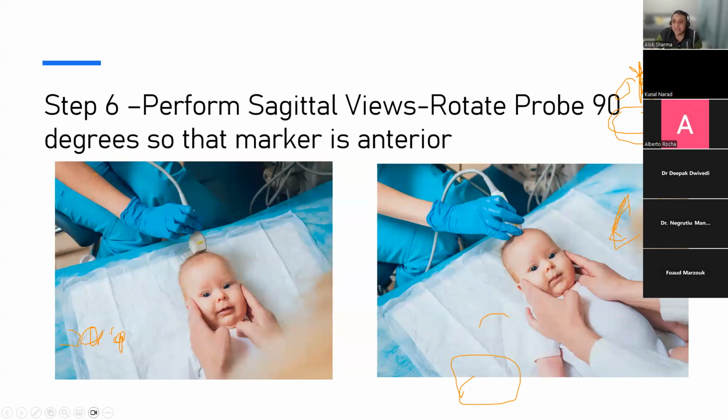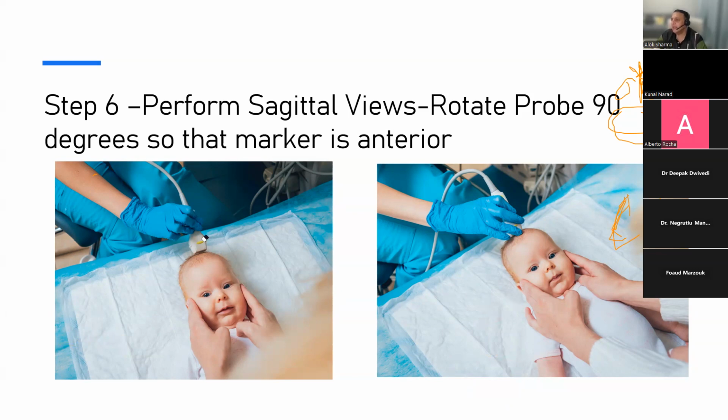The next step, from our perspective, is to rotate the probe 90 degrees. Now, some people like to review all their coronal images before they do the sagittal views. Personally, I think that's a lot of handling, and the baby doesn't get a break because you then review your images and come back to the baby. I like taking all my images in one go, making sure I've got the requisite images. And then from my perspective, I like to review all the images.